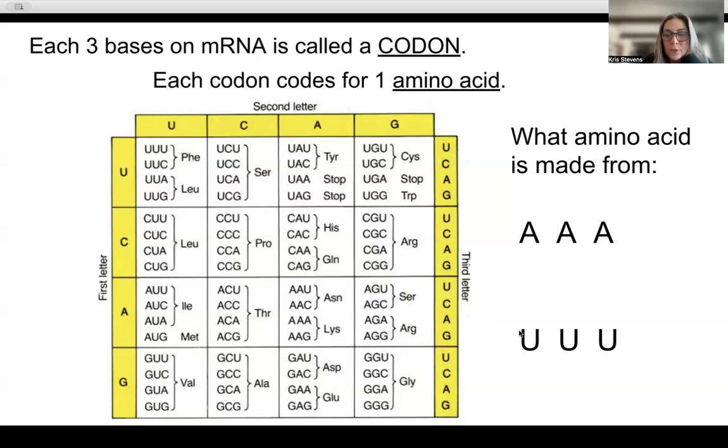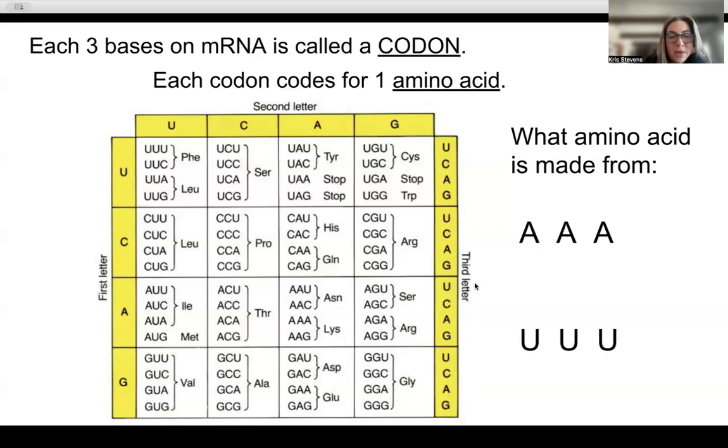There you go. So now you try U. Okay, U. So we know it's going to be in this section. Second letter U. And the third letter is U. It is, and this is actually the big one, phenylalanine, but all you know is PHE.